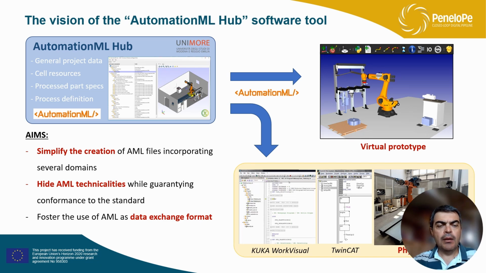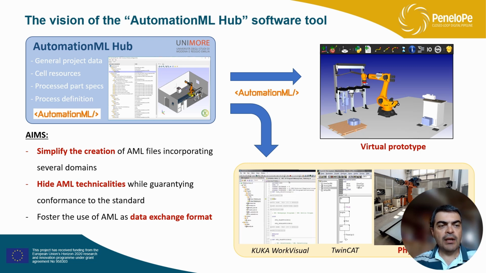AutomationML Hub wants to be a software to generate and exchange AutomationML files among different systems. I think that the keyword is hub, because the software wants to be a sort of exchange node, an exchange hub based on AutomationML between several software systems which are used in the context of automation and robotic systems.